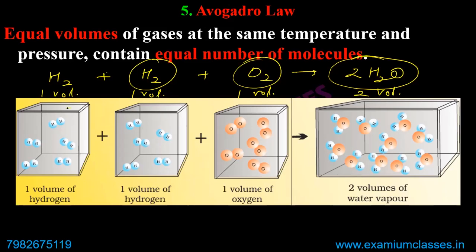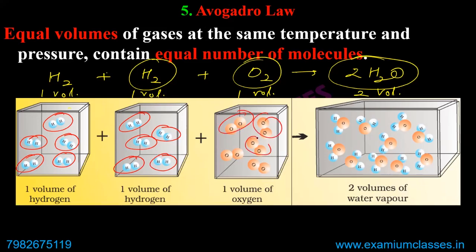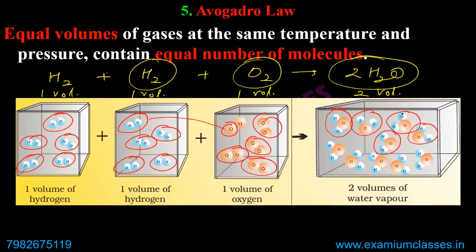In 1 volume, suppose you have 5 H2 molecules, 1, 2, 3, 4, 5. So this one also 1, 2, 3, 4, 5. So in 1 volume, you have equal 1, 2, 3, 4, 5. Now when they combine, 1 H2 will combine with 1 O, like this. Okay. So when they combine, they will have total 10 molecules.